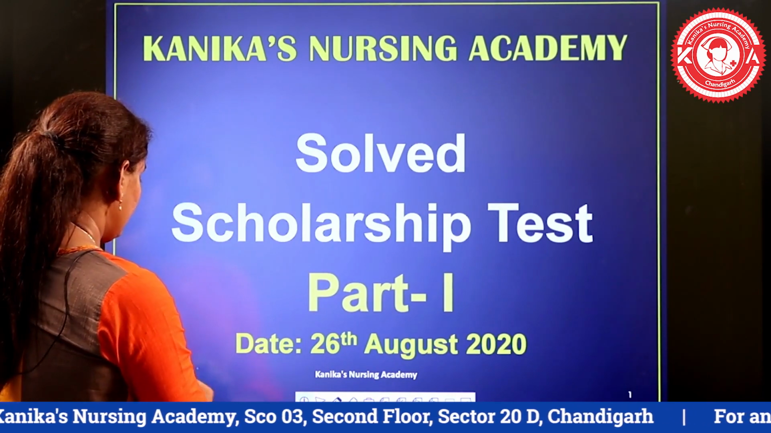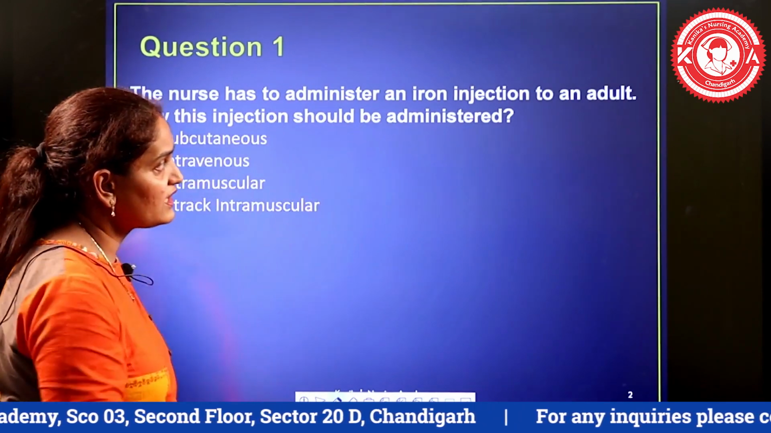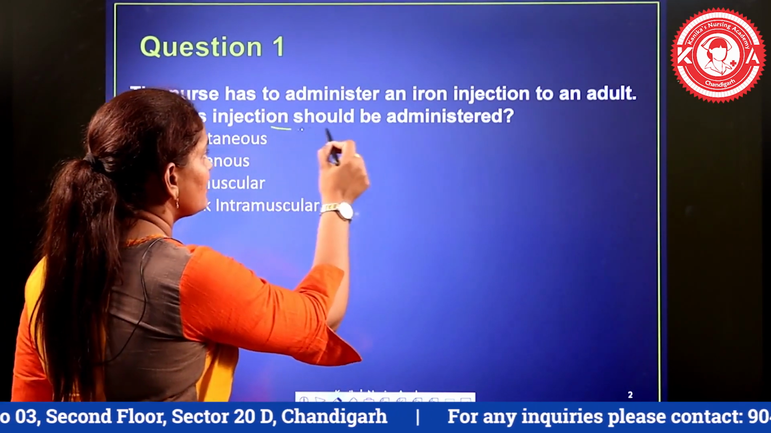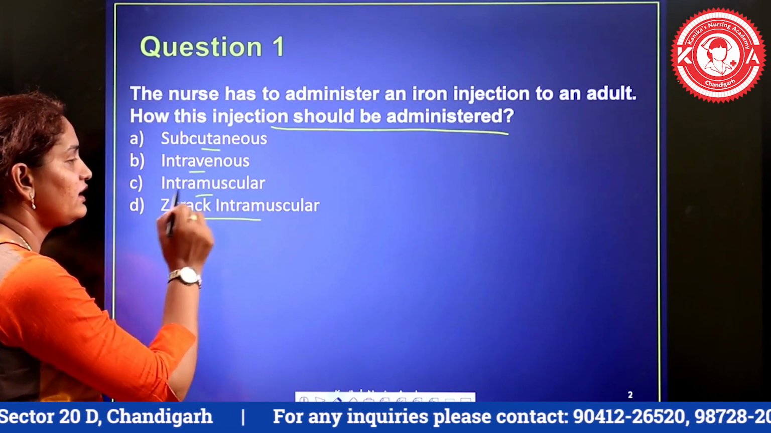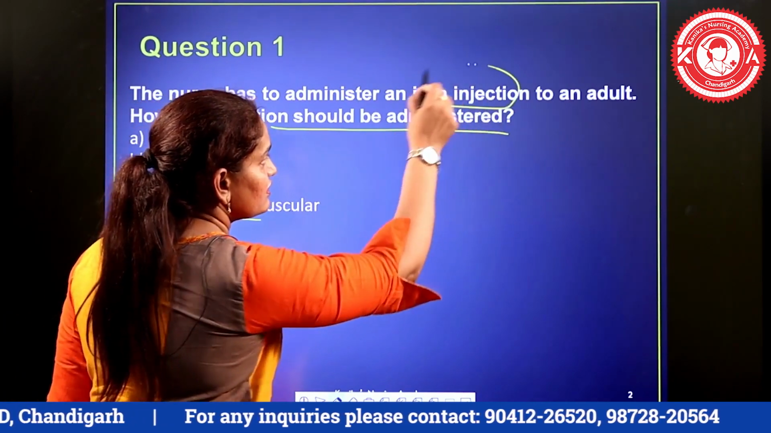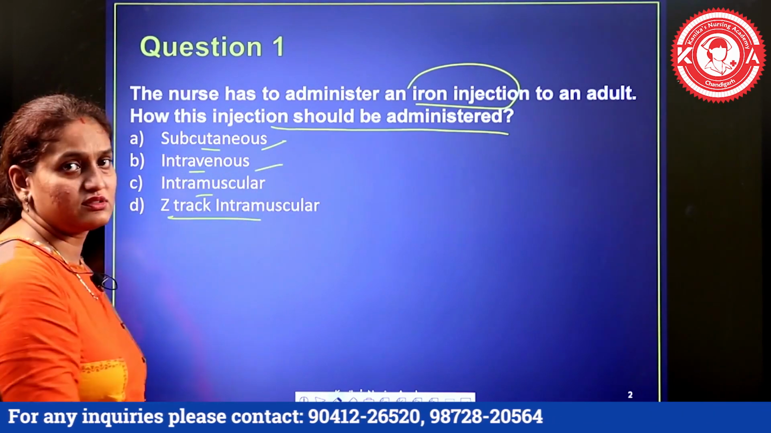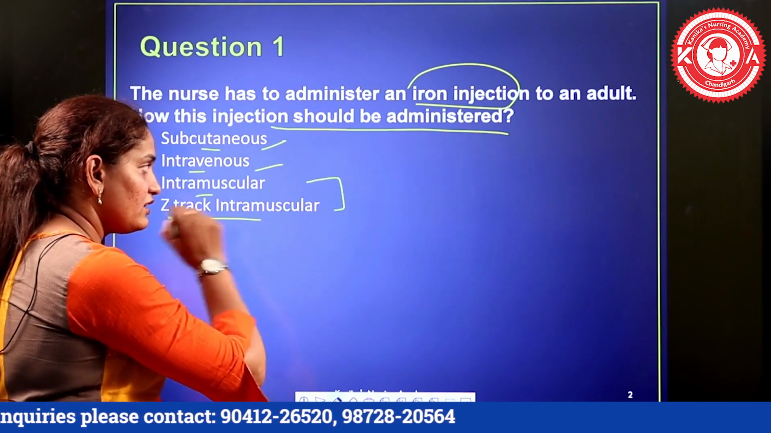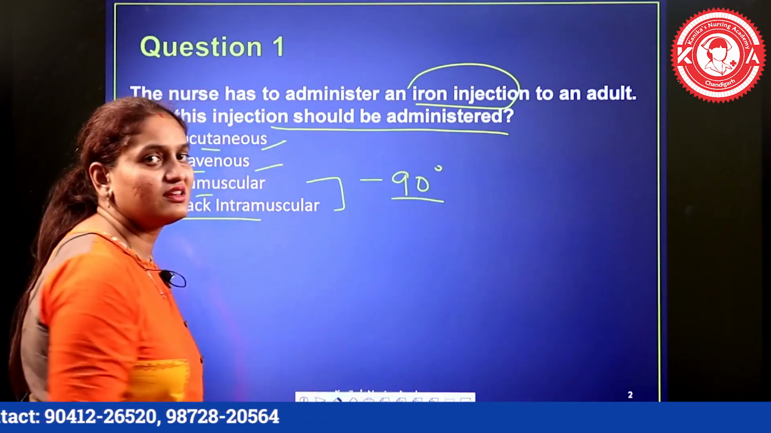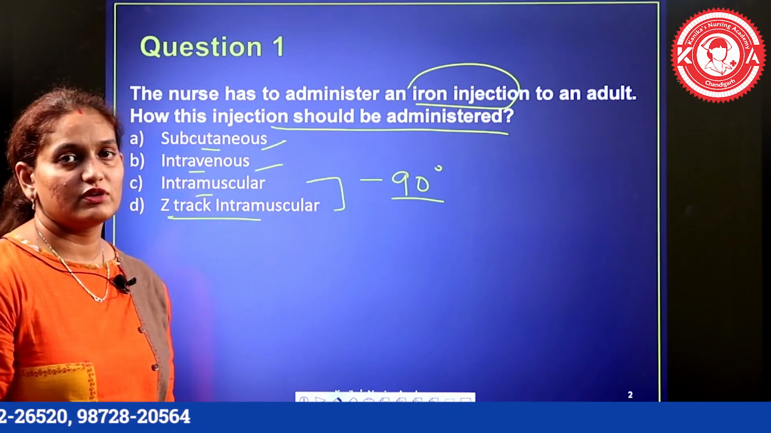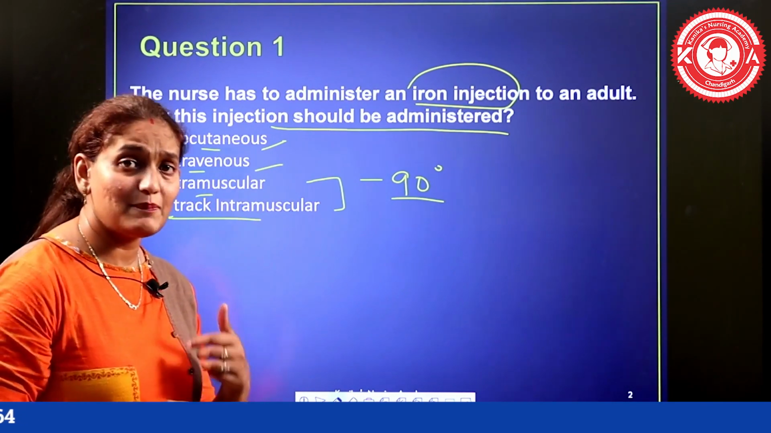This is question number 1. The nurse has to administer an iron injection to an adult. How should this injection be administered? The options were subcutaneous, intravenous, intramuscular and Z-track intramuscular. The iron preparation is a very thick, viscous preparation, so it cannot be administered by the subcutaneous or intravenous route. So it is administered by the intramuscular route, but within intramuscular there are two options: either the 90-degree straight needle method, or the Z-track intramuscular, that is making a skin flap in a Z manner and injecting deep inside the muscle.